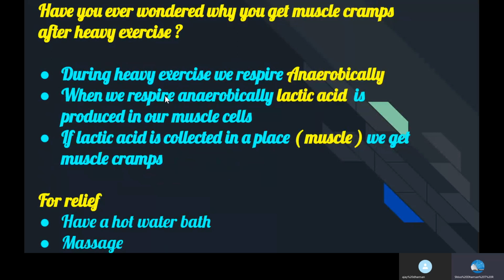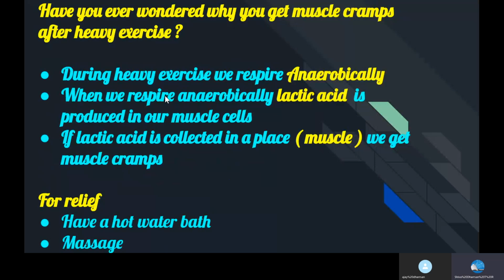Have you ever wondered why you get muscle cramps after doing heavy exercise? It is because during heavy exercise, we respire anaerobically. Lactic acid is produced during anaerobic respiration and accumulates in our muscles. This is the reason why we get muscle cramps.